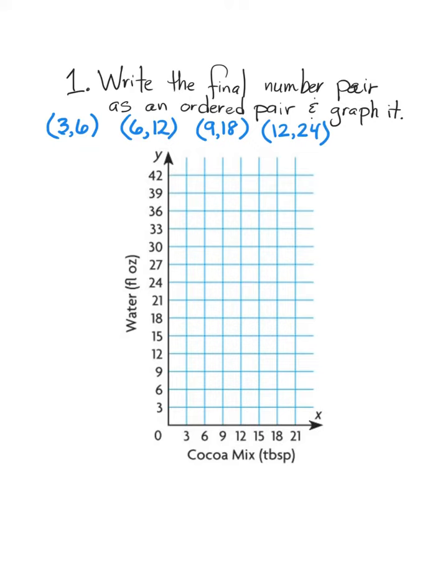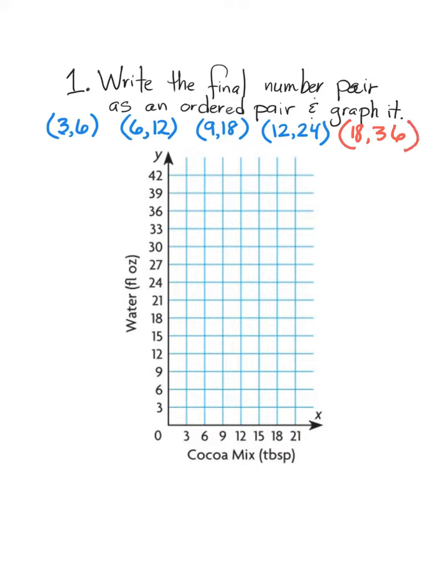Okay, so here you're going to write the final number pair as an ordered pair and graph it. So we have 3/6, 6/12, 9/18, and 12/24. If we look at our chart on page 415, our final ordered pair is 18/36. So we're going to go ahead and graph all of these. Is what you should have done.